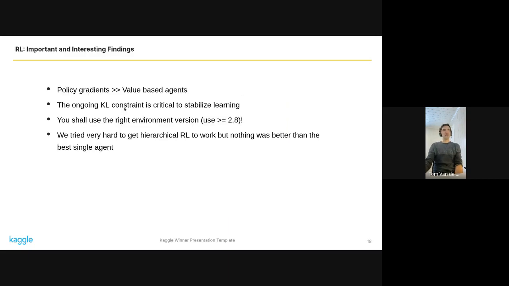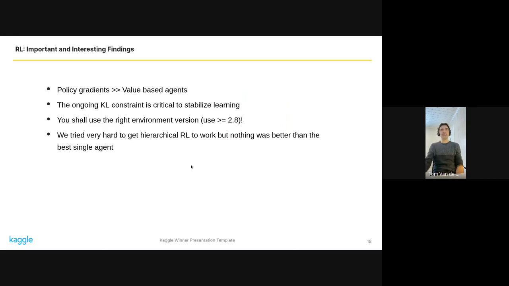We had some other important and interesting findings on the RL front. Policy gradients are the way to go. We had the insight that the ongoing KL constraint is critical to stabilize learning. We used the wrong environment version for way too long, until 2 weeks before the deadline. And one final thought is that we tried very hard to get hierarchical RL to work, but nothing was better than our best single agent.